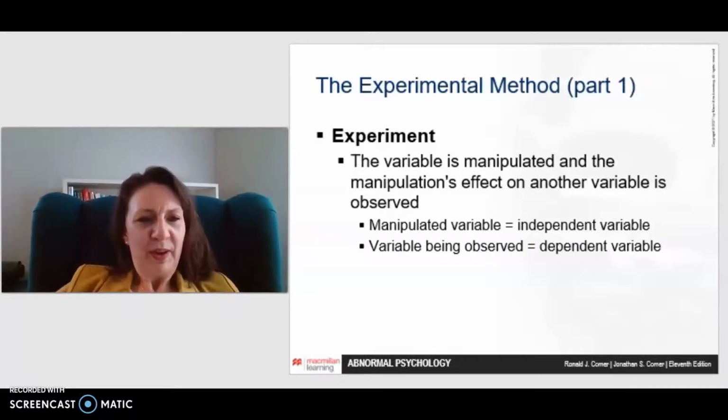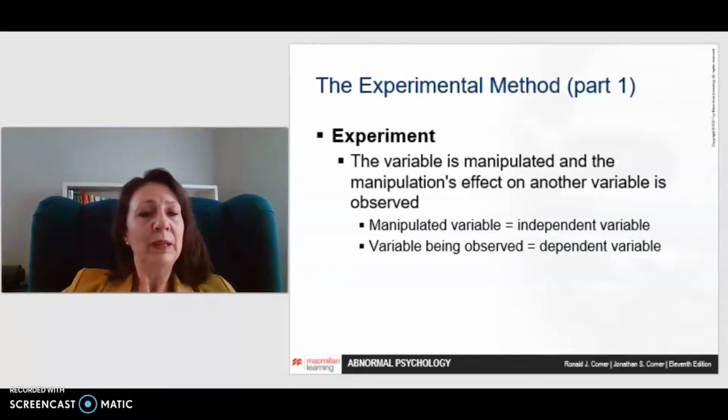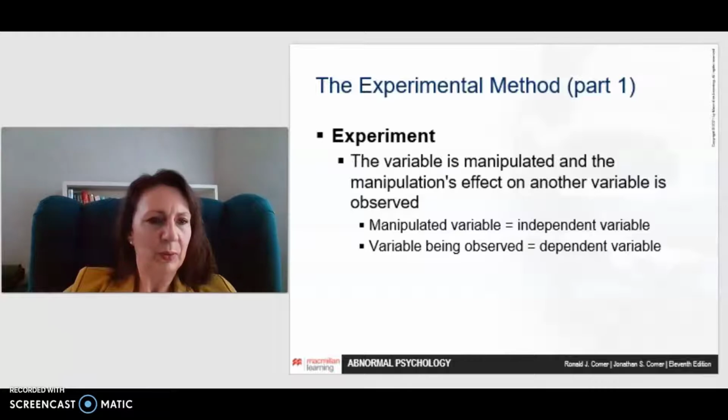The third type of research is the experimental research, and this is where a variable is manipulated and the manipulation's effect on another variable is observed. The manipulated variable is called the independent variable, and the variable being observed is called the dependent variable.